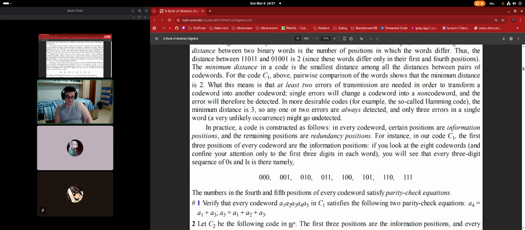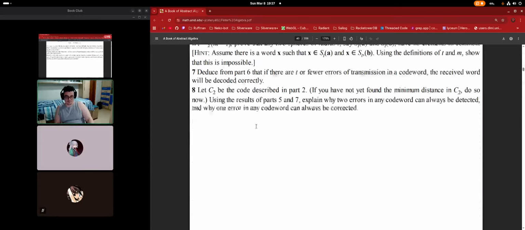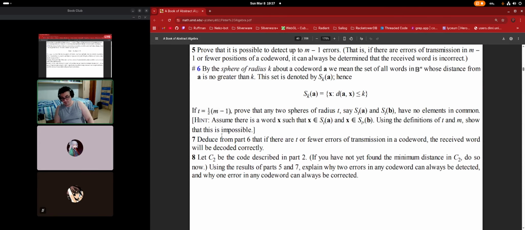Ah, okay. So this is what I'm getting wrong. You can detect it, but you cannot do anything about it. Yeah, I see. Cool. Okay, so I take that back. I just misunderstood this. So this is actually a good exercise.